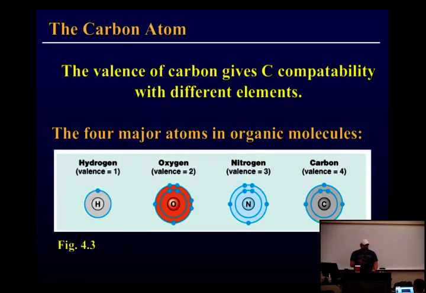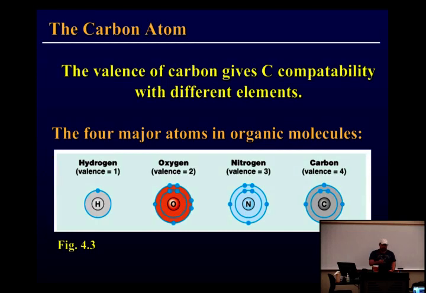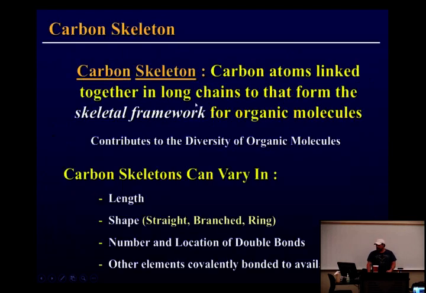Okay, so how many bonds can hydrogen make? 1. Carbon, 4. Oxygen, 2. Nitrogen, 3. Sometimes it gets weird, but generally 3. So that's the valence. We talked about carbon skeletons can vary in length, right? 1 is methane, 2 is ethane, 3 is propane.